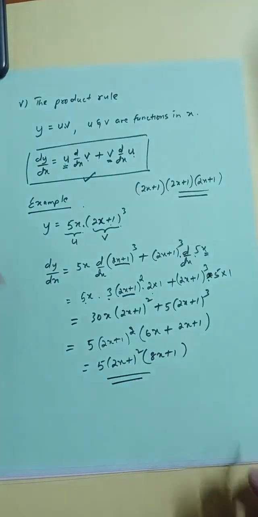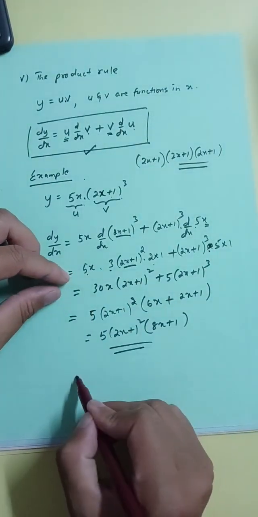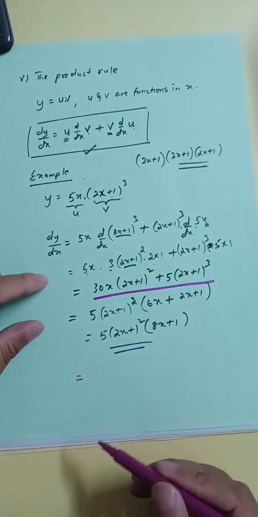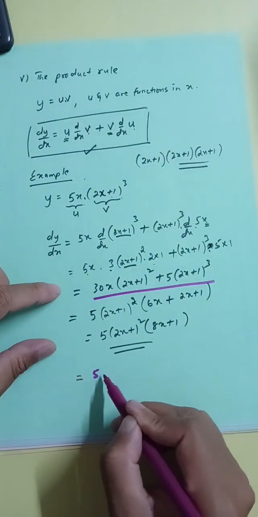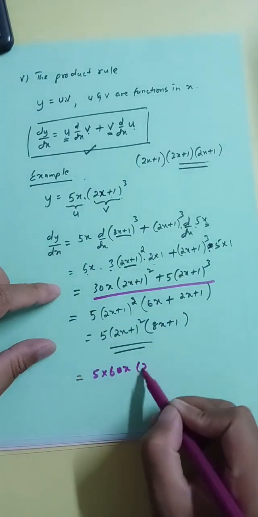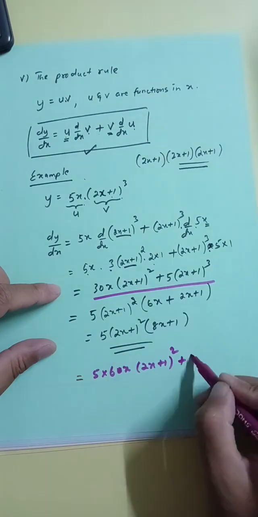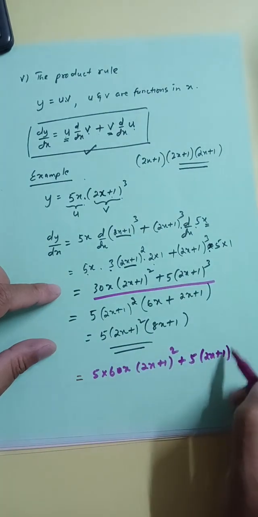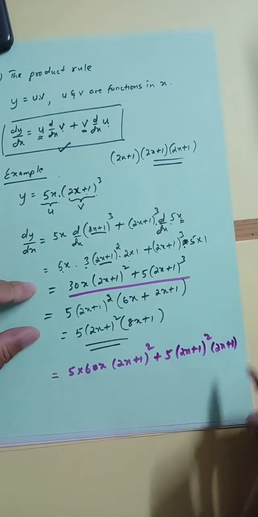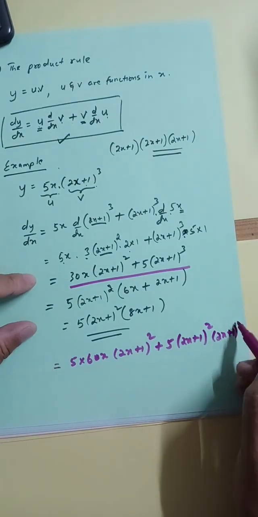Now, about taking common: if you look at this, 5 times 6x is the first term. Then I have 2x plus 1 whole square, plus 5 times 2x plus 1 whole square times 2x plus 1, which becomes the cube.